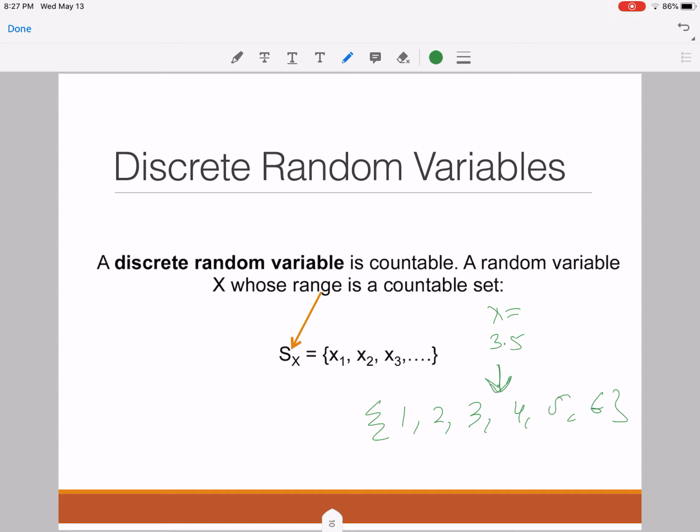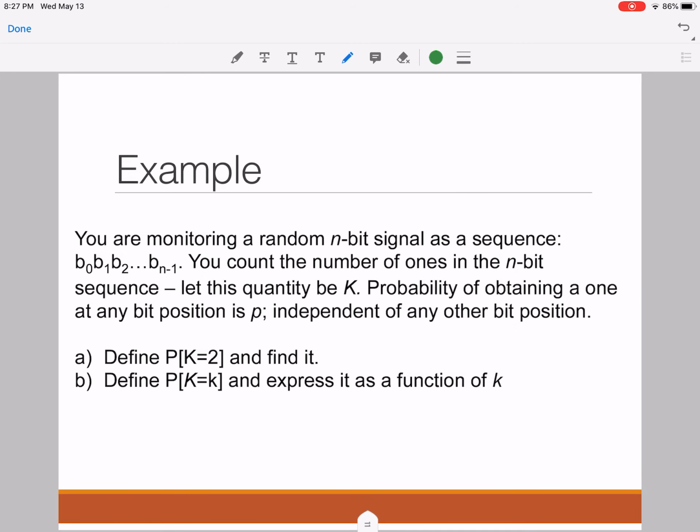A discrete random variable is such that it is going to take on countable values, and between any two values in the sample space, it cannot take a value in between these two values. Discrete random variables are always countable in nature.